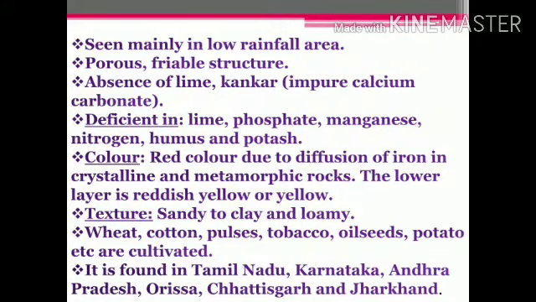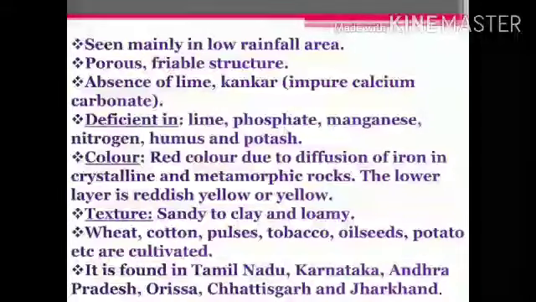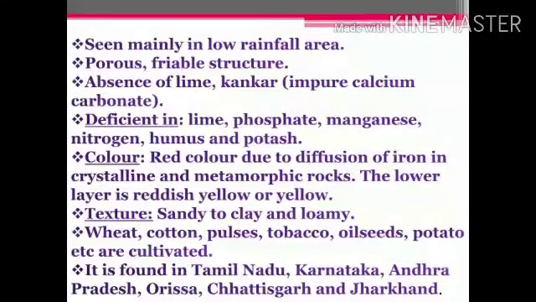Red soil is seen mainly in low rainfall areas. It has a porous, fibrous structure, and an absence of lime kankar, or impure calcium carbonate. It is deficient in lime, potash, phosphate, manganese, nitrogen and humus. The red color is due to the diffusion of iron in crystalline and metamorphic rocks. The lower layer is reddish yellow or yellow. Texture is sandy to clay and loamy. Wheat, cotton, pulses, tobacco, oilseeds, potato, etc. are cultivated. It is found in Tamil Nadu, Karnataka, Andhra Pradesh, Orissa, Chhattisgarh, and Jharkhand.